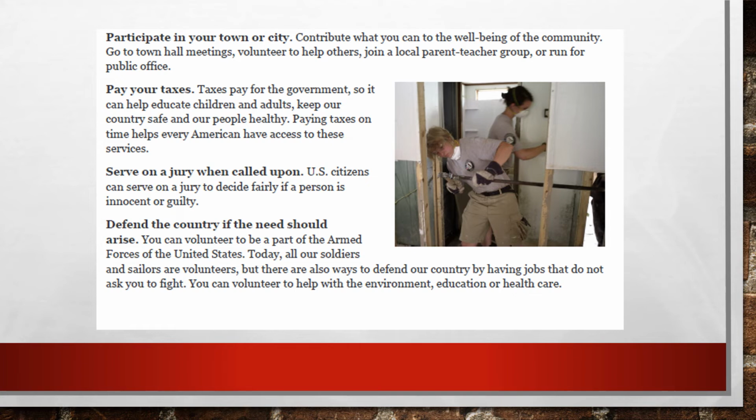Defend the country if the need should arise. You can volunteer to be part of the armed forces of the United States. Today, all our soldiers and sailors are volunteers, but there are also ways to defend our country by having jobs that do not ask you to fight. You can volunteer to help with the environment, education, or health care.